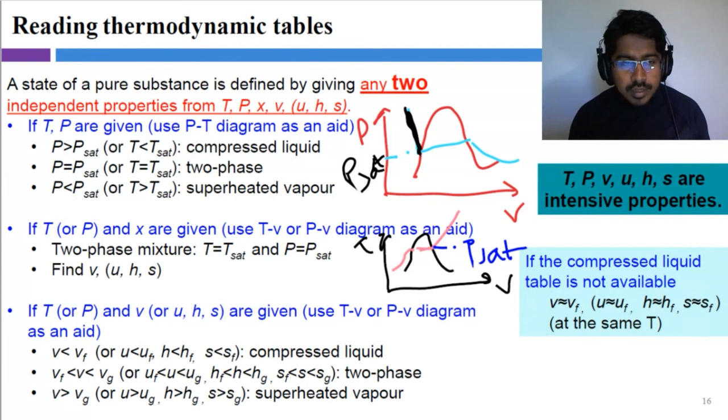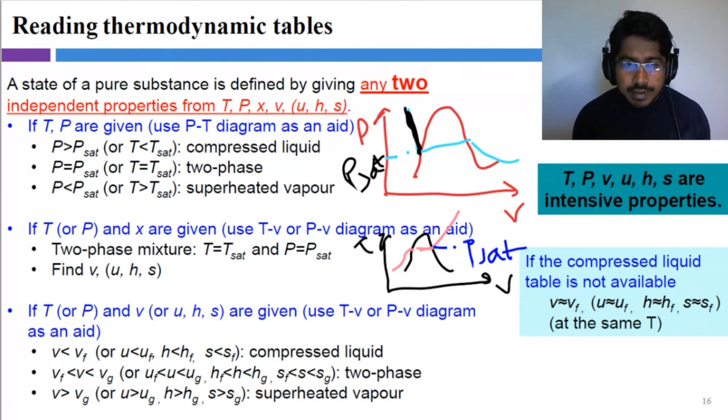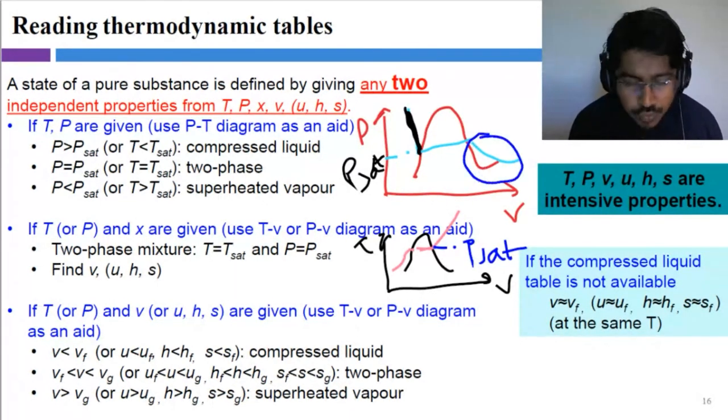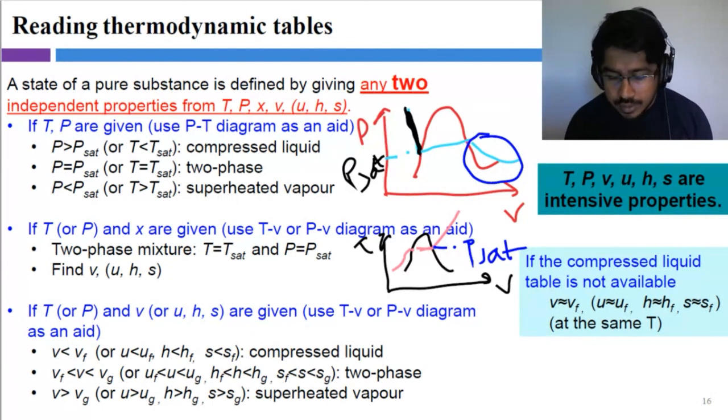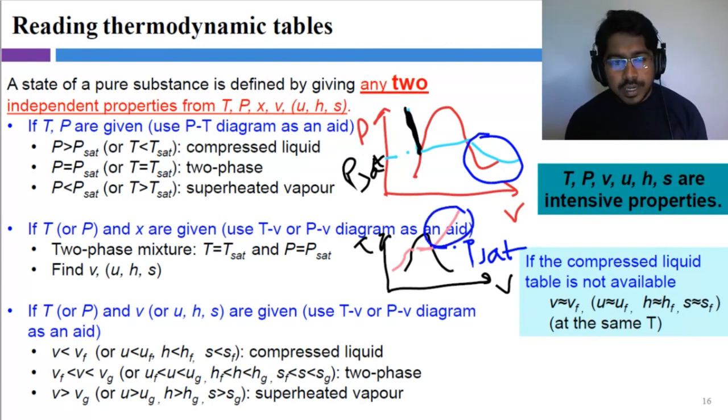And if our temperature is the saturation temperature, or the pressure that we have is the saturation pressure, then it's definitely inside the dome in the two-phase region. If our pressure is less than the saturation pressure, we are in the superheated vapor region. So if our temperature is higher than the saturation temperature, we will be in the superheated vapor region again.